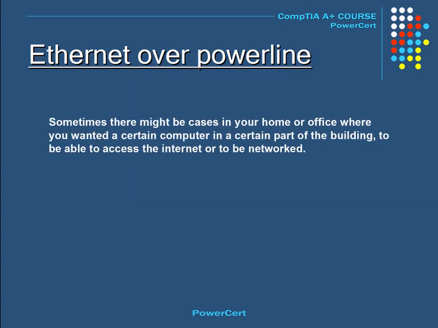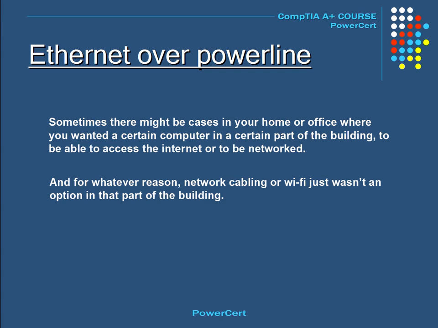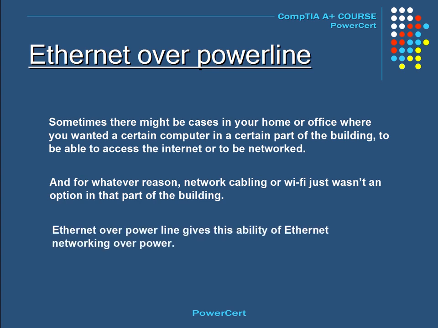Sometimes there might be cases in your home or office where you wanted a certain computer in a certain part of the building to be able to access the internet or to be networked. And for whatever reason, network cabling or Wi-Fi just wasn't an option in that part of the building. Maybe because of difficulties in the structure of the building or interference or whatever. So another 1901 standard gave the ability to network using the existing electrical system of the building. Ethernet over power line gives this ability of Ethernet networking over power.